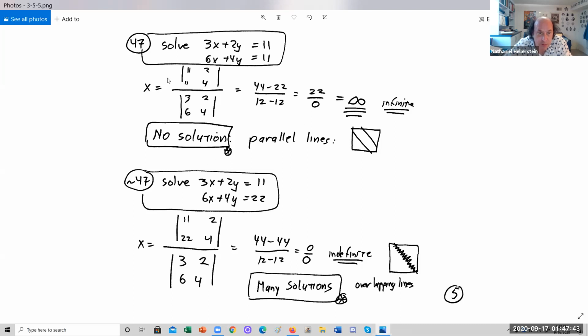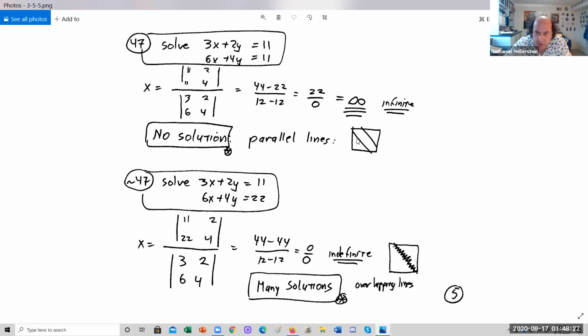Now I'm going to make a problem almost the same. 3x plus 2y equals 11 and 6x plus 4y equals 22 rather than 11. So as before, we have the 3, 2, 6, 4 determinant in the denominator. We'll put 11 and 22 here in the first column, so 11, 2, 22, 4. As before, the denominator is 0. The numerator is 11 times 4 is 44, minus 22 times 2 is also 44. 44 minus 44, that's 0. So the x is 0 divided by 0.